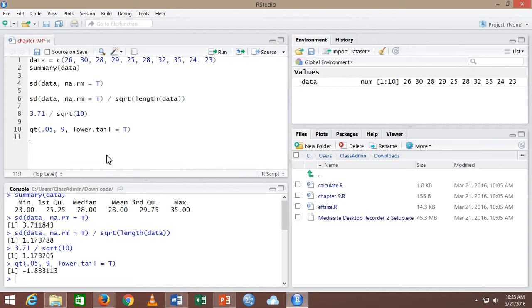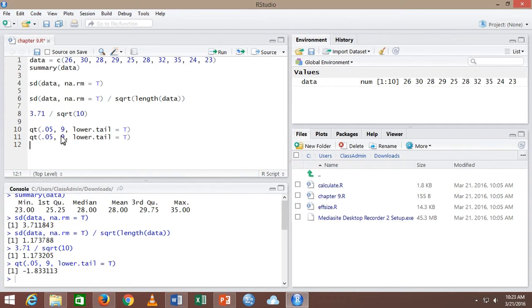So does this number make sense? Well, 1.64 is the cutoff for a z-test, negative, for a one-tailed test. And this is a little further out. It's a little further out because there are fewer people than what you would expect for z. So with t, the closer you get to 100 people, the closer it gets to 1.64.